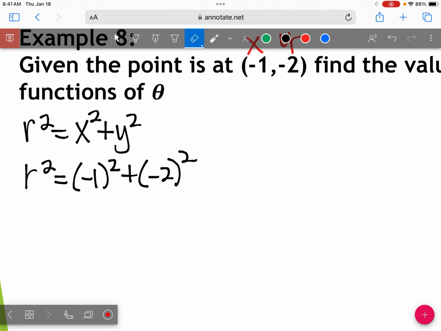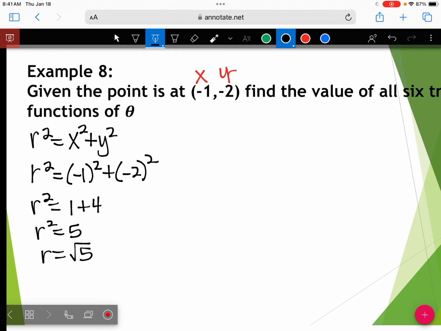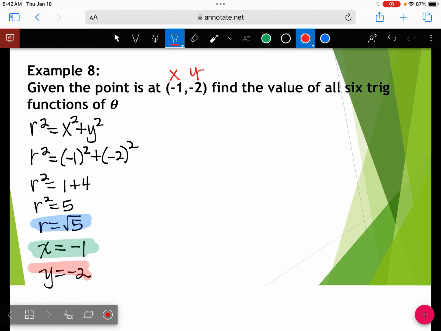So when we find our radius, r squared equals 1 plus 4. So r squared equals 5. So my radius is just going to be the square root of 5. So we will have to rationalize some of our answers now. So we have our radius is the square root of 5. x equals -1, and y equals -2. So these are my values that I'm working with, and we're going to find all 6.